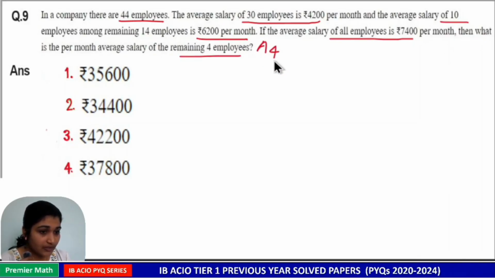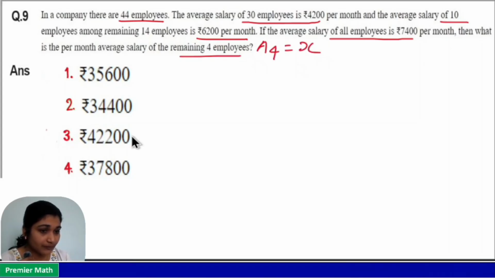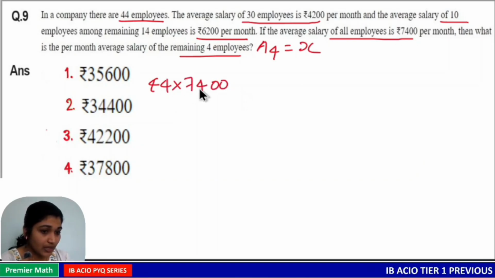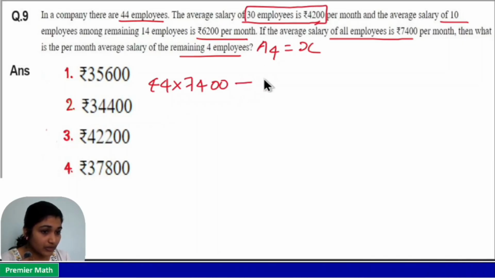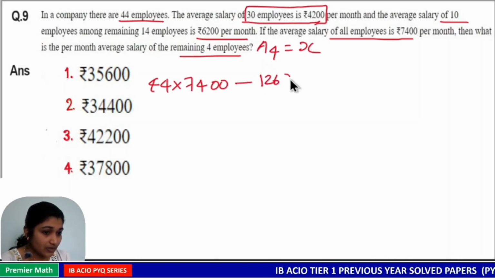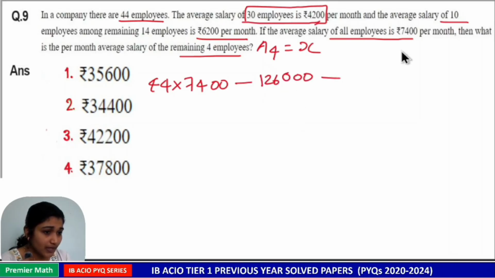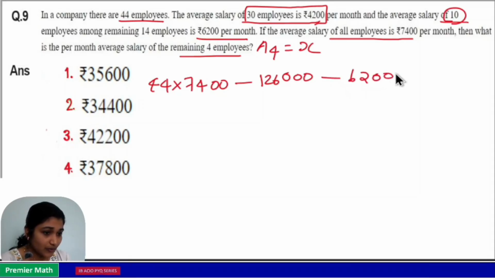Here I will take the average salary of these 4 employees as X. Here total 44 employees and their average is equal to 7,400, which means the sum is equal to 44 into 7,400. This is the sum of salary of all the people. From this, we have to subtract the sum of salary of 30 people, which is equal to 30 into 4,200. 3 into 42 is equal to 120 plus 6, 126. Here, 3 zeros. Now subtract the sum of salaries of 10 people, which is equal to 10 into 6,200, 62,000.